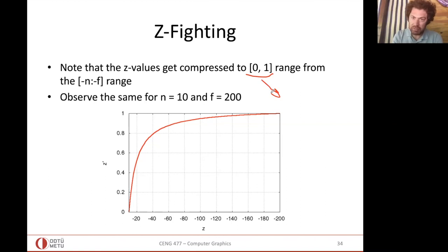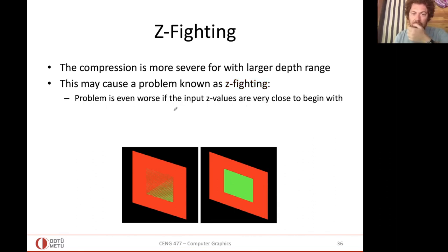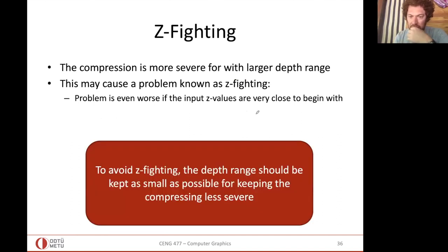So when it comes to the visibility check, you will have to make a random decision because you will have exactly the same Z viewport coordinate. Maybe you have observed this when you rotate something, and if they exactly come to the same projected viewport point, sometimes green comes up, sometimes red. It is all because you just do it arbitrarily, because all the information you have says they are exactly at the same Z location in 3D. The problem is even worse if the input Z values are already very close in the first place. So to avoid Z fighting, we recommend you keep the depth range as small as possible. That will minimize the damage during the compression into the 0 to 1 interval.